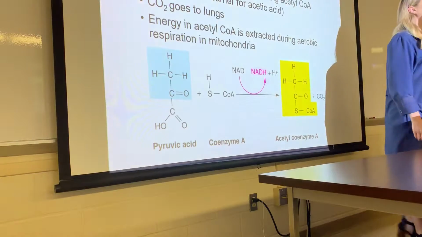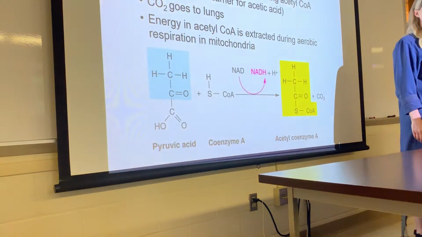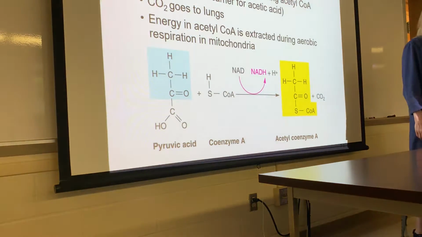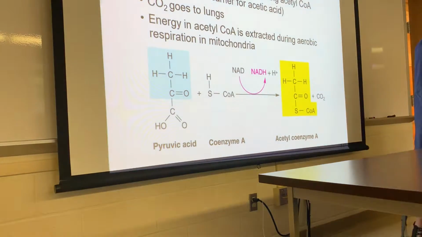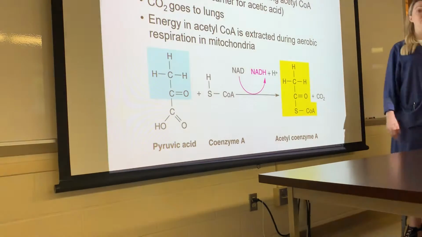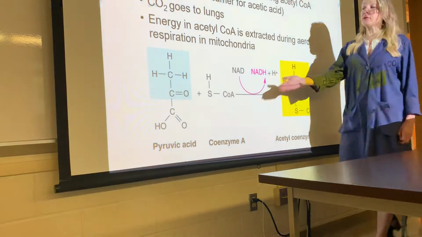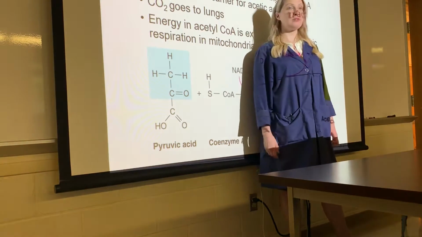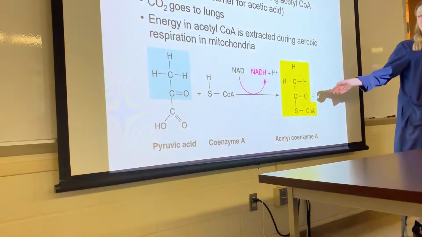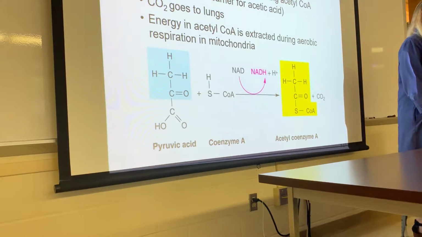Now the trick, how many acetyl coenzyme A molecules do we produce per glucose? 2. Yes, I told you pretty much you stay with that number for most of this. How many NADH plus H molecules do we produce? 2. Very good. Why? Because remember, per glucose, how many pyruvic acid molecules do we produce in glycolysis? 2. Exactly. This reaction happens 2 times per glucose.